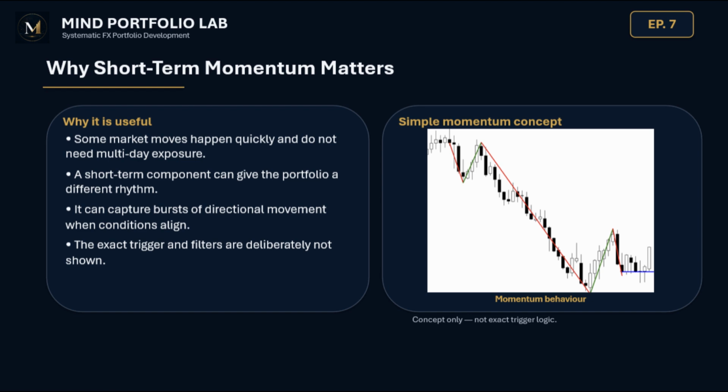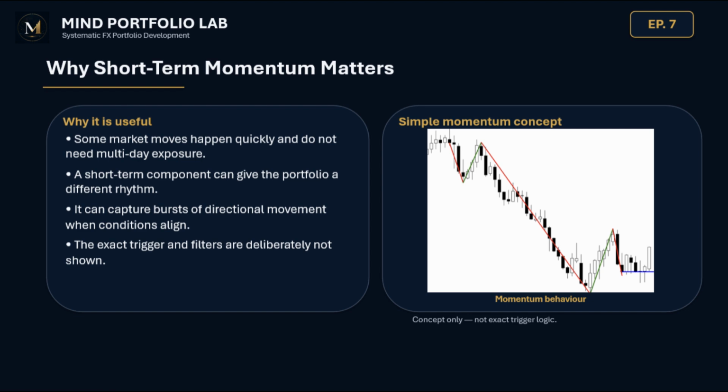A shorter hold EA may have less exposure to overnight risk than a longer hold system, but it can be more sensitive to spread, execution, slippage, short-term noise, and sudden reversals. So I do not think of this as a safer EA just because it tends to hold for less time. I think of it as a different type of component.